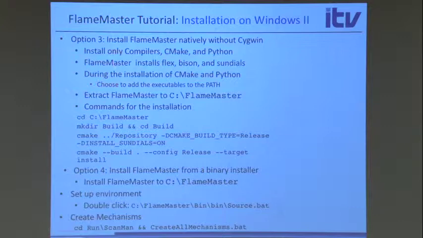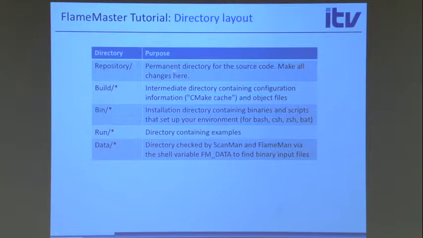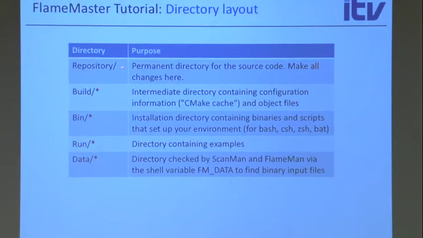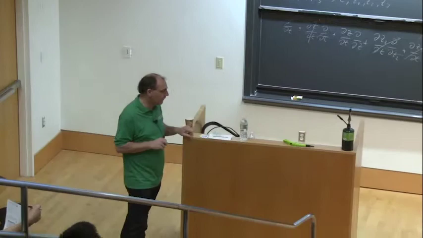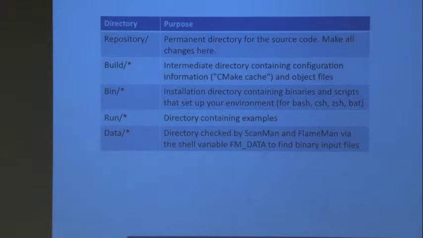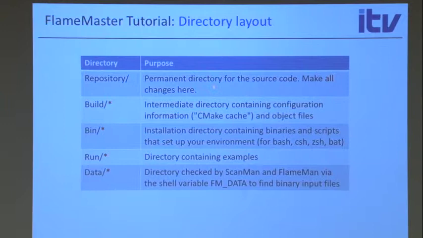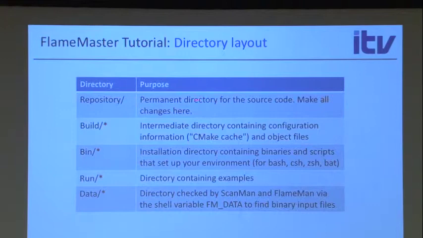So if everything is installed, you have these directories: repository, build, bin, run, and data. Repository is where all the files are. That's where you would make changes if you want to change the code. Build is where the compiler operations are being done when you make the executable, and these are temporary directories which are overwritten if you download a new version of the code, for example, or if you just compile the code. So the repository is where changes should be made.